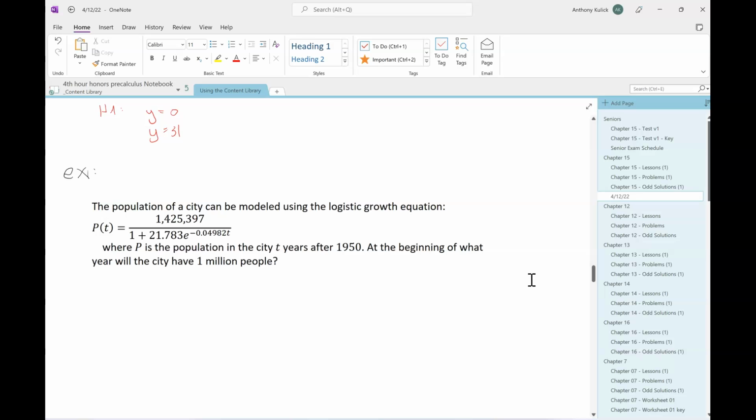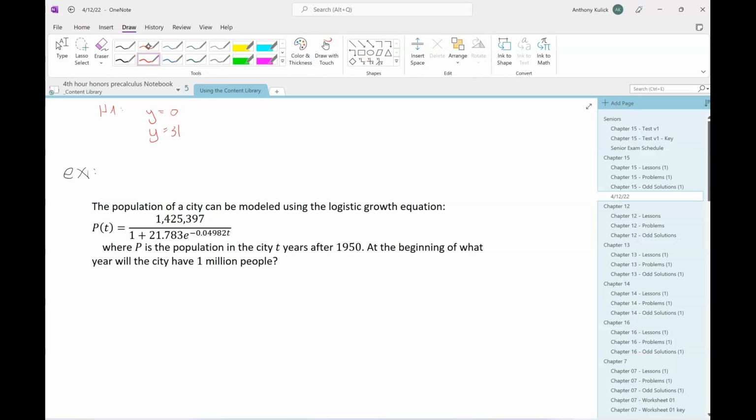So here it says the population of a city can be modeled using the logistic growth equation given, where P is the population in the city T years after 1950. At the beginning of what year will the city have a population of 1 million people? So we're asked for what year. That tells us we're going to be solving for T, right? And we're told the population of 1 million people, that's our P of T. So I'm going to be plugging that in.